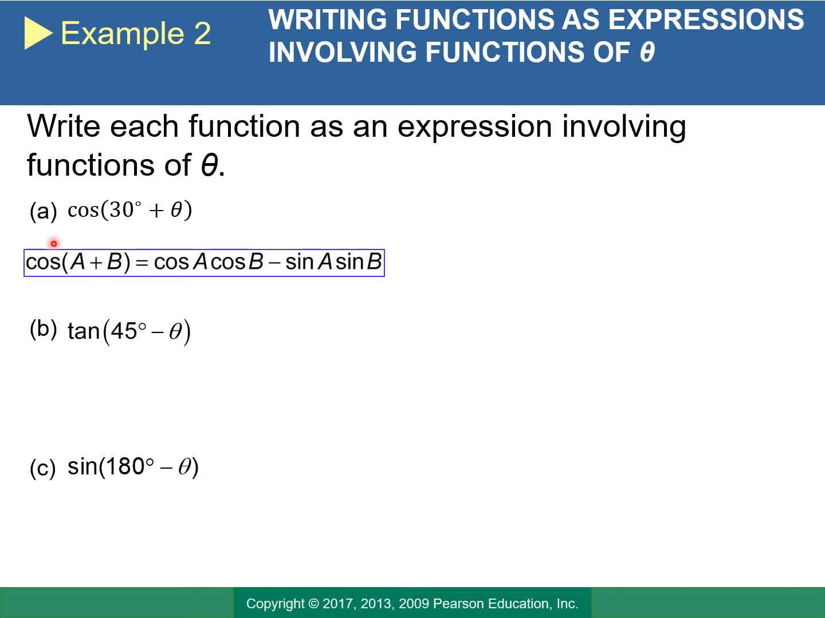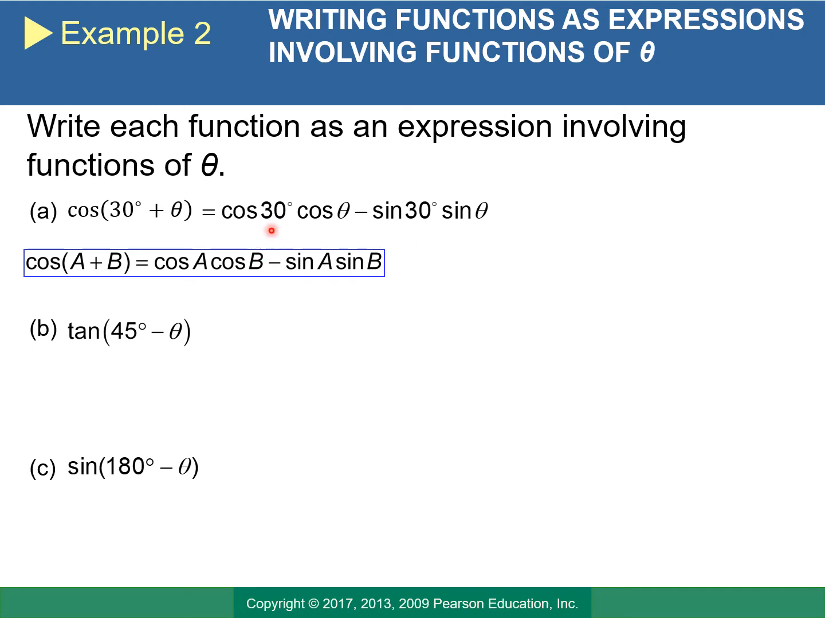So let's take a look at the first one. Notice we're working with cosine of a sum. So I refer back to my cosine of a plus b formula, the cosine of a sum formula from the previous section, 5.3. In this case, a is 30 and b is theta. So I'm just going to fill in my formula with those values.